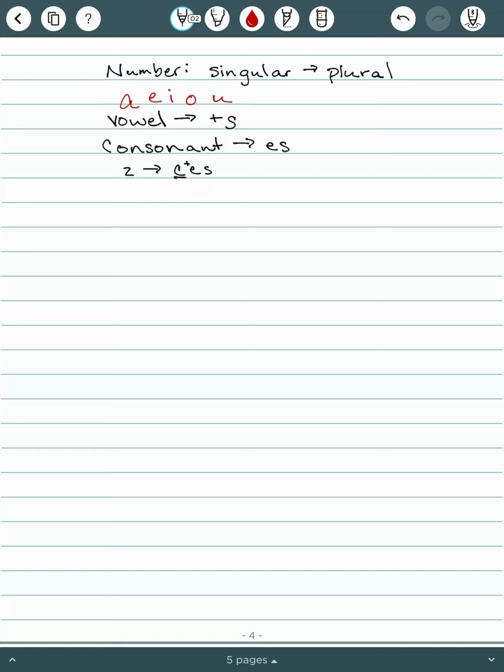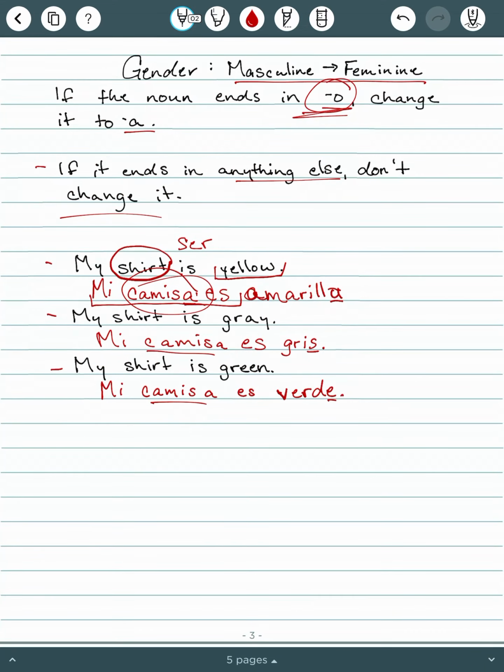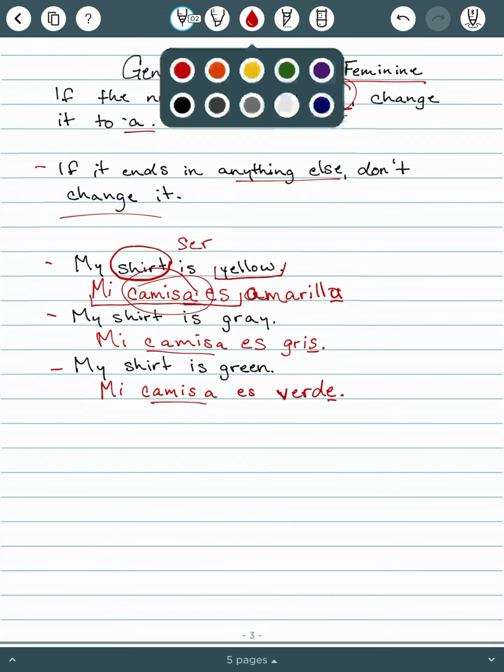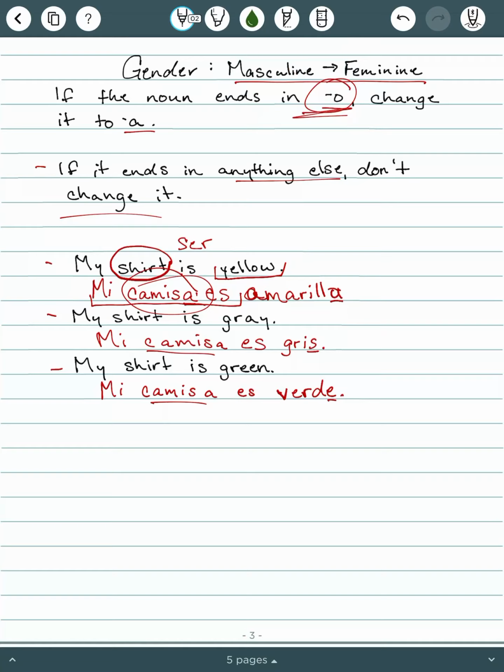And then if it ends in a Z, and that's theoretical for now, we don't know any adjectives that end in a Z, but if it did end in a Z, you would change that Z to a C and then add ES. And that's because we don't like ZE in Spanish. So let's go back and take a look at our original sentences here. So if I want to change that from my shirt is yellow to my shirts are yellow, now my word is camisas. So that word is plural.